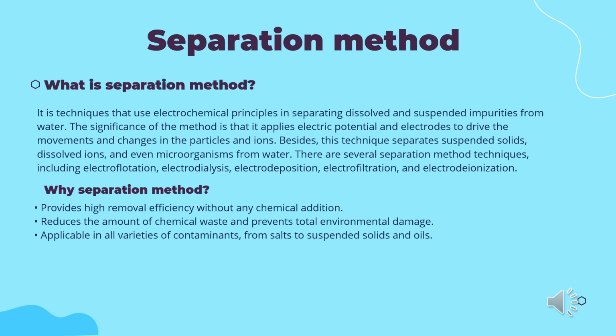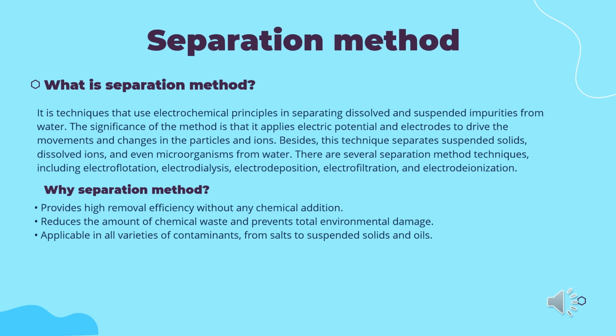What is the separation method? It is a technique that uses electrochemical principles in separating dissolved and suspended impurities from water. The significance of the method is that it applies electric potential and electrodes to drive the movement and changes in the particles and ions. Besides, this technique separates suspended solids, dissolved ions, and even microorganisms from water. There are several separation method techniques, including electroflotation, electrodialysis, electrodeposition, electrofiltration, and electrodeionization.